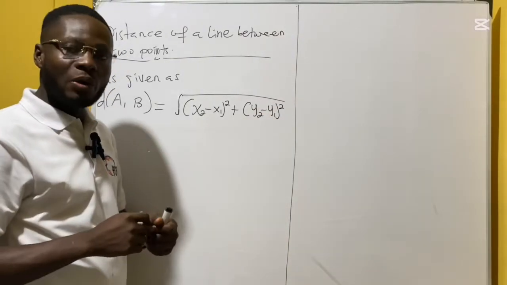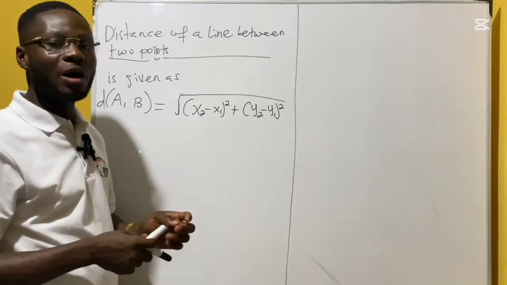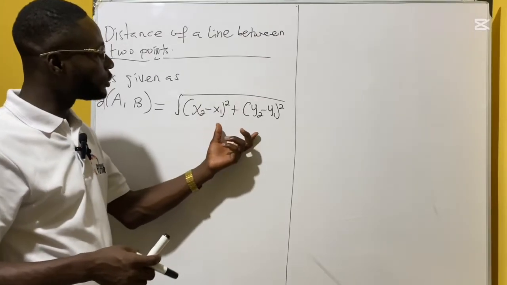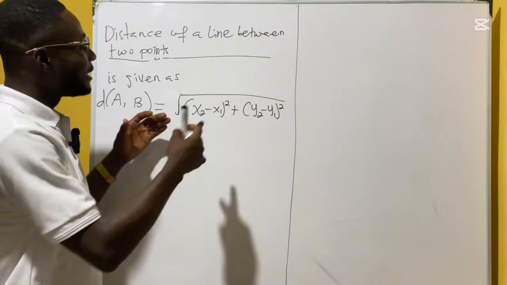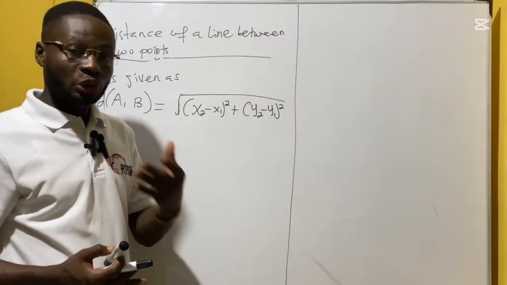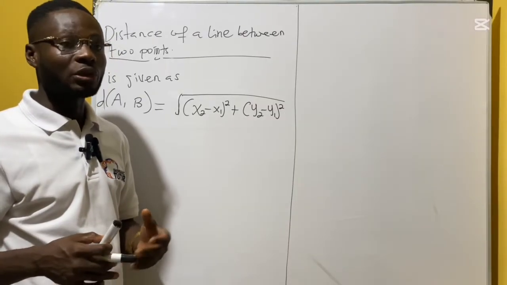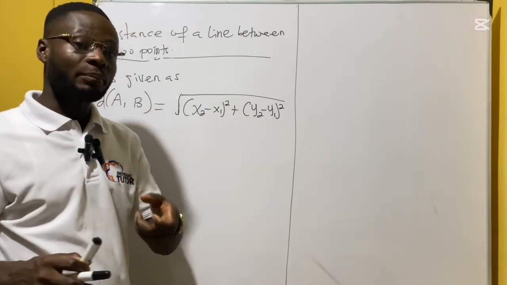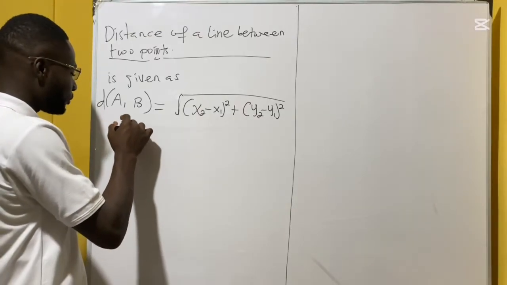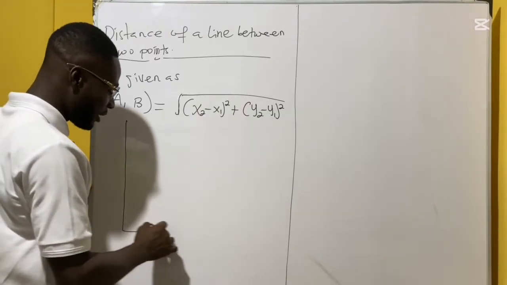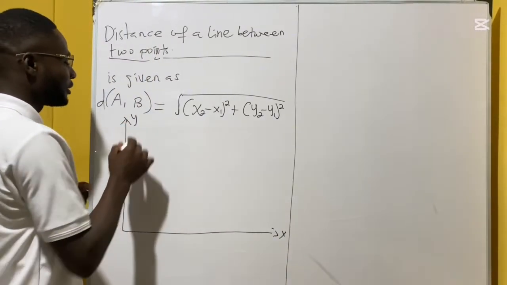But how did we come about this formula? What is the process to the derivation of this formula? Basically, this formula is obtained through a triangle, right? The illustration of a triangle on a two-dimensional plane. So let's draw our two-dimensional plane. You have your y-axis and your x-axis here.